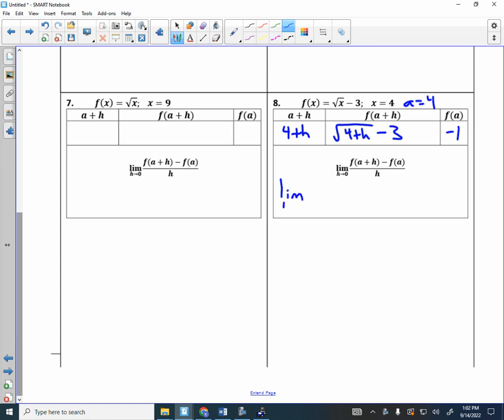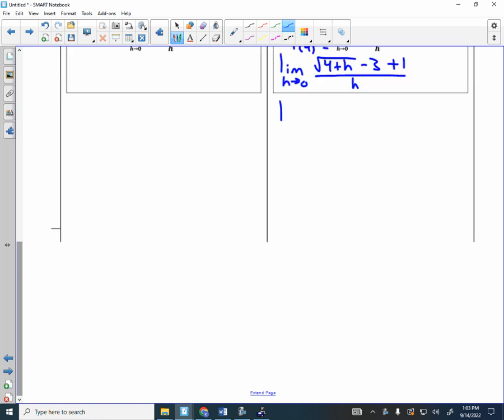The limit as h goes to 0, because this is what the derivative is equal to. So f prime of 4 is equal to this guy. Okay, so the derivative at 4 is equal to that. And what is f of a plus h? Minus, so plus 1, over h. Great. So I have the limit as h goes to 0 of the root of 4 plus h. Then what?